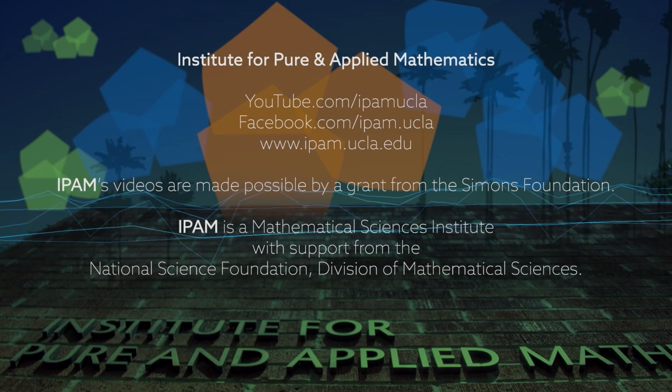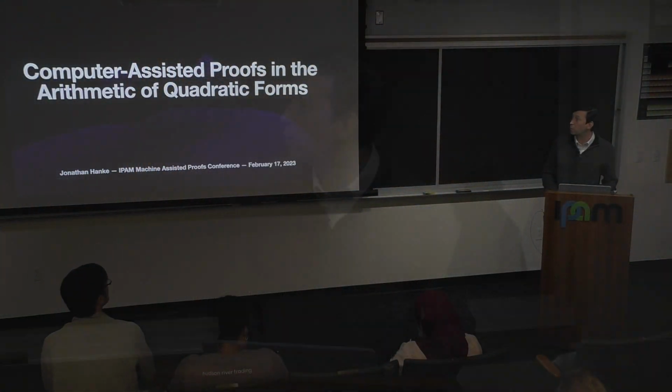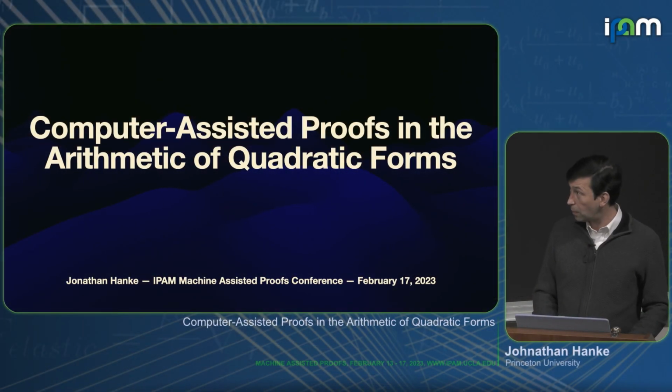What I want to talk about today is computer-assisted proofs in the arithmetic of quadratic forms, but not computer-verified proofs. Computer-assisted proofs, in the sense of, gosh, there's an awful lot of work here. I wish a computer could help me.